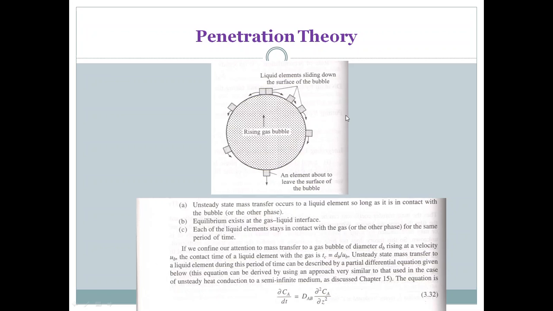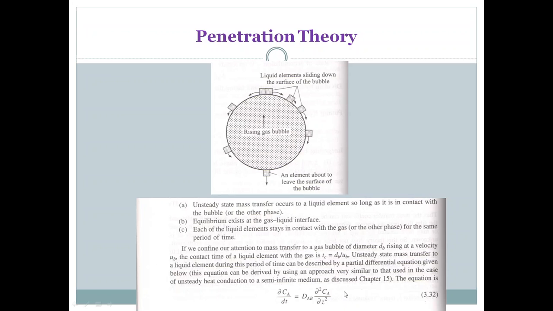Now to solve this type of problem, you need the unsteady state equation. You have studied Fick's first law, that is J equals minus DAB dCA by dZ, and Fick's second law is this: dCA/dt equals DAB d2CA by dZ square.